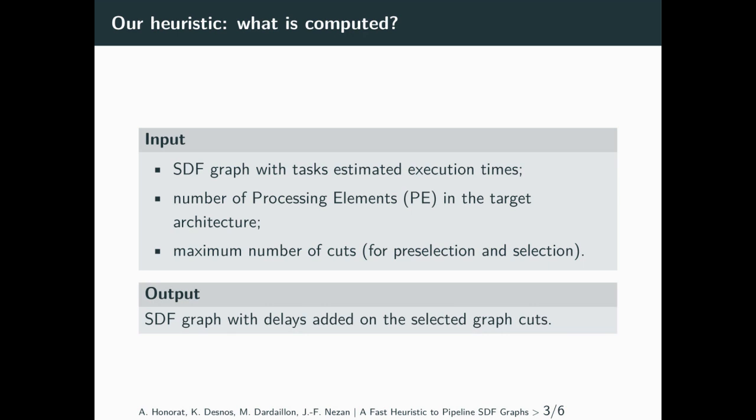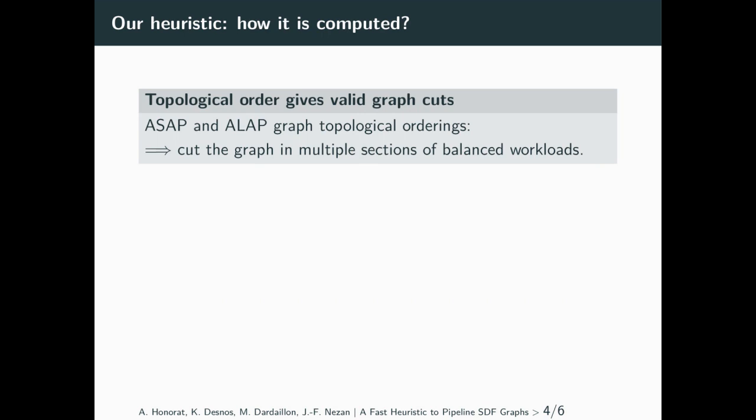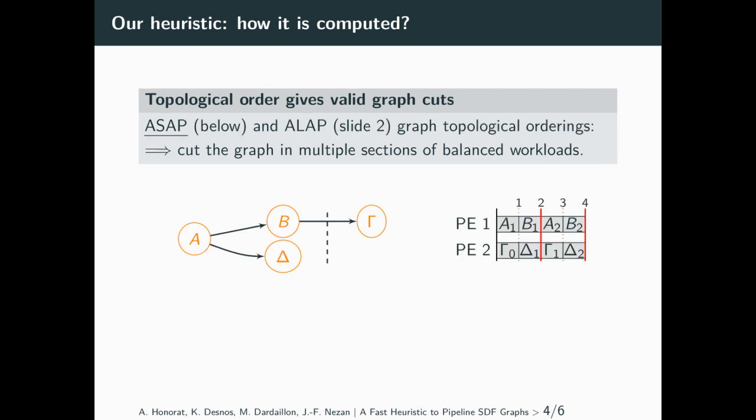To do so, the heuristic orders the tasks of the graph according to as soon as possible and as late as possible topological orderings. These 2 orderings give a small subset of all valid graph cuts. Then, these graph cuts are used to split the graph in consecutive sections of equivalent workload. In the following example, we perform the cut after the task beta according to as soon as possible ordering. Compared to the previous example, slide 2, which uses as late as possible ordering, it saves 1 delay between alpha and delta, and thus it reduces the memory footprint.